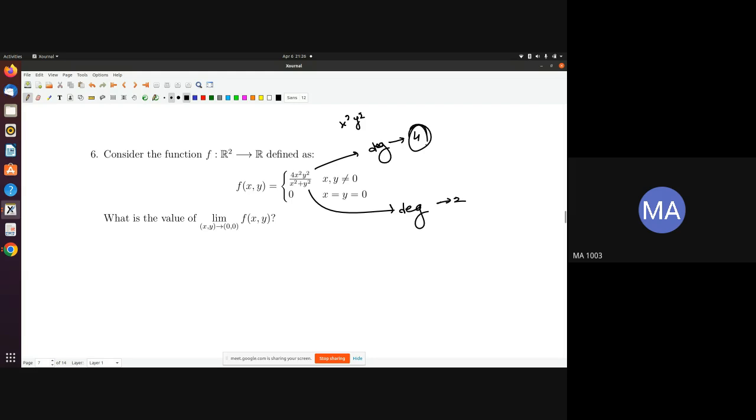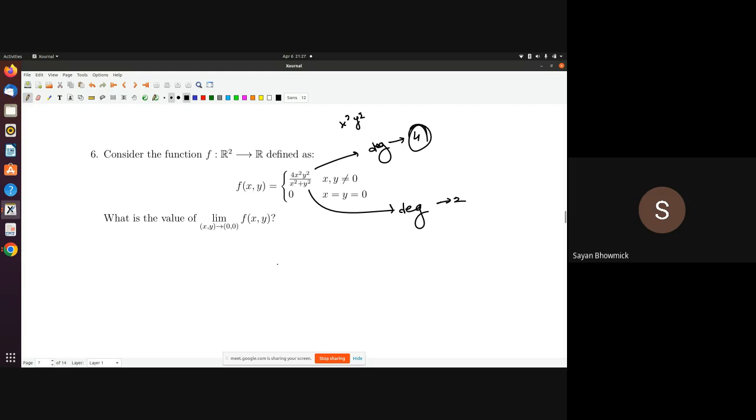So now we should try the sandwich theorem. We should focus on the sandwich theorem. Can we bound this function by the sandwich theorem? That is the question. Can you give me a bound for this function?